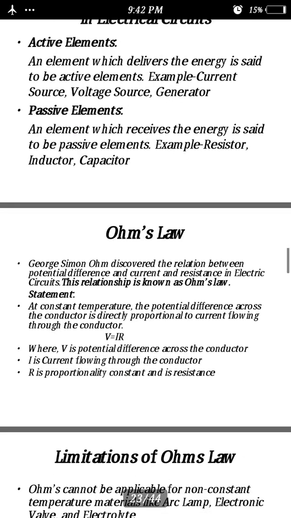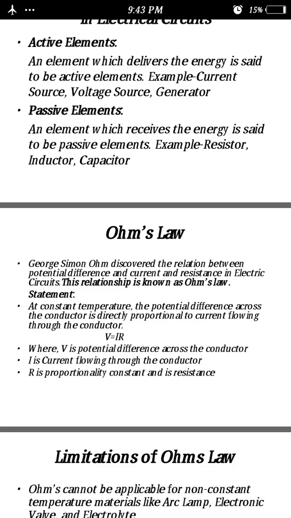Okay. Then Ohm's law. Ohm's law was given by George Simon Ohm. He discovered the relation between potential difference, current and resistance in electric circuits. This relationship is called Ohm's law. So the statement, what it means by statement: we have to reproduce the content which is given by the scientist. Okay. So at constant temperature, the potential difference across a conductor is directly proportional to the current flowing through that conductor.